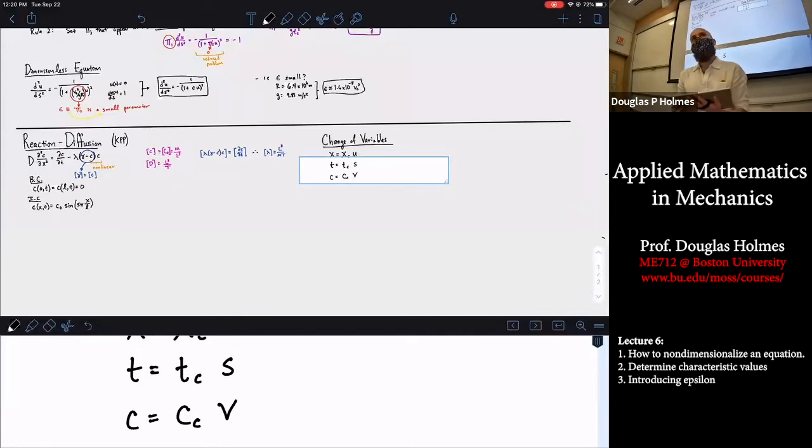Take, say, 3 minutes, do the chain rule, and see if you can insert this change of variable into our original equation to get a dimensionless equation. You don't have to worry about rearranging everything perfectly yet. Just see if you can apply the chain rule properly. Insert all of these variables into our equation.